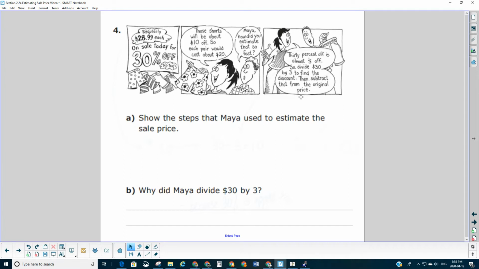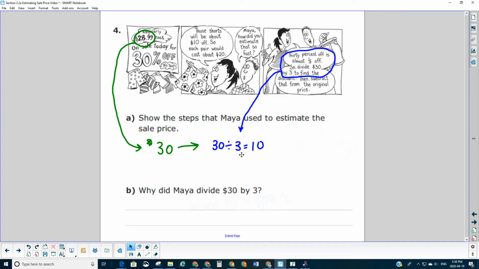So let's show the steps that Maya actually did here. So the first thing she did was she was looking at this price and said, I'm not going to deal with $28.29 or $28.99. I'm going to deal with $30. And so I'm going to estimate that it's about $30. And then what's next? Well, then she said it's almost 1/3. So we're going to divide by 3. So taking 1/3 of this is dividing by 3, and that's an easy number. 30 divided by 3 is $10.